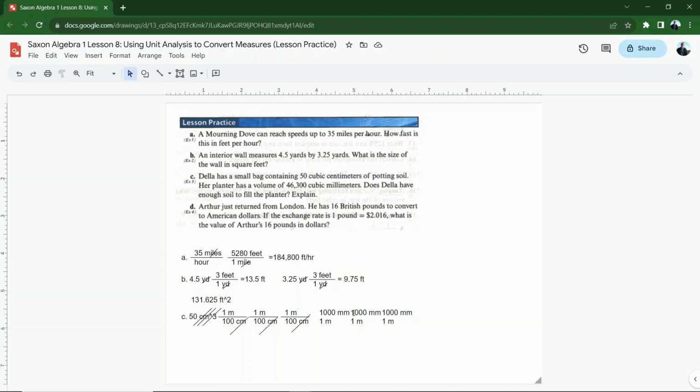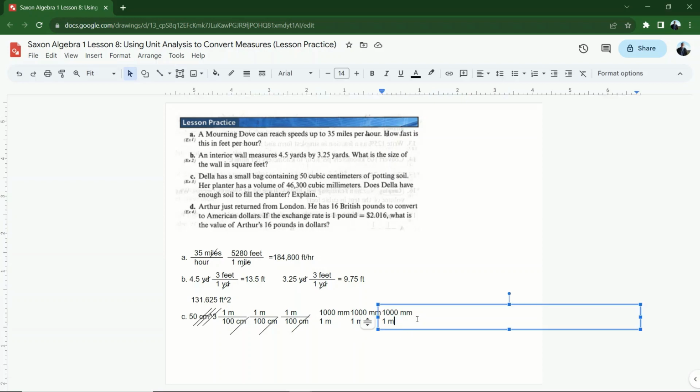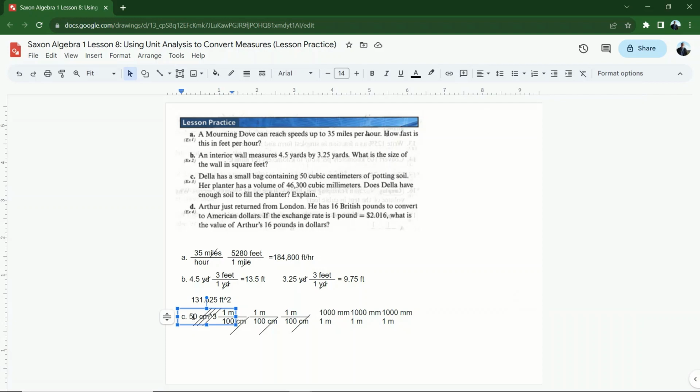Let's see what that does. 50 divided by 100, divided by 100, divided by 100. Ooh, really small number. Times 1,000, times 1,000, times 1,000. And I'm left with 50,000 cubic millimeters. Okay, so that's my answer, 50,000 cubic millimeters. Let me just put that in here. So 50,000 millimeters cubed. Yes, it will fill the pot because it's greater than the amount of the pot.